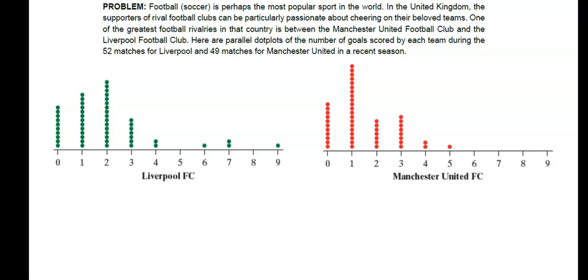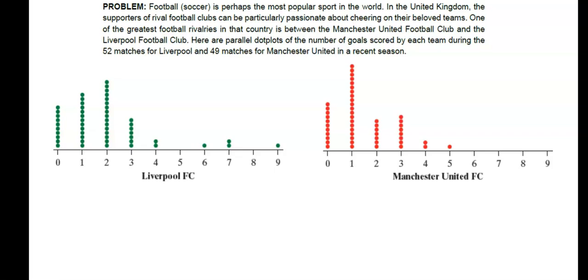Outliers: 9 for sure is an outlier for Liverpool. Maybe 5 is for the other one. Somewhat doubtful, but it's possible. Maybe there are outliers at 7. We don't know how to find them exactly, so we're kind of guessing right now. Variability is from 0 to 7 for Liverpool, and only from 0 to 5, which is a smaller variability, for Manchester.